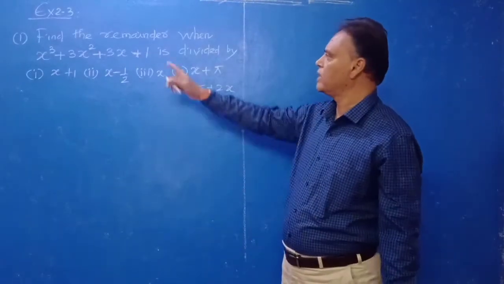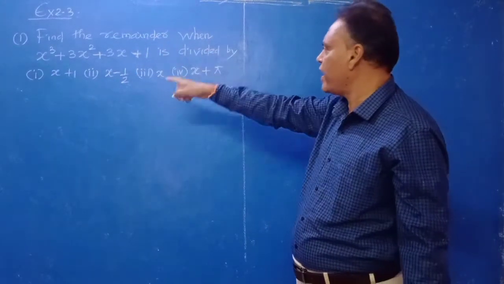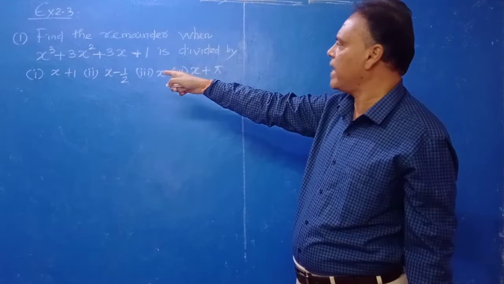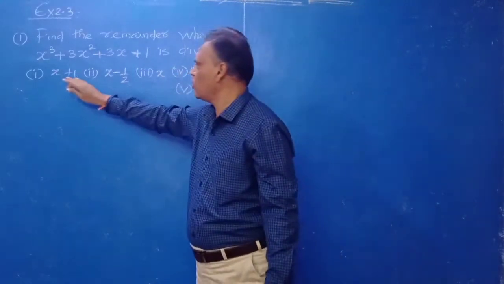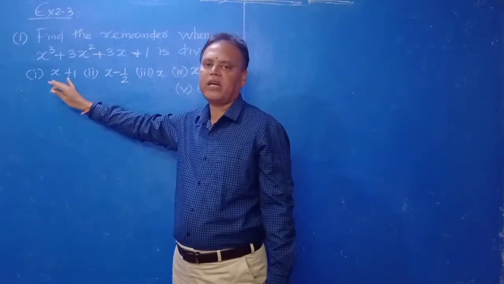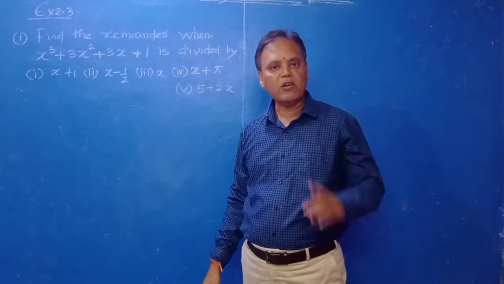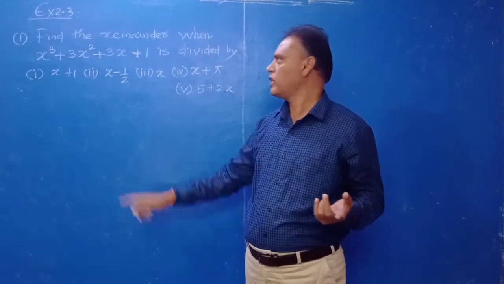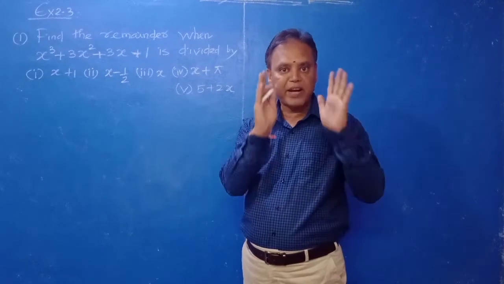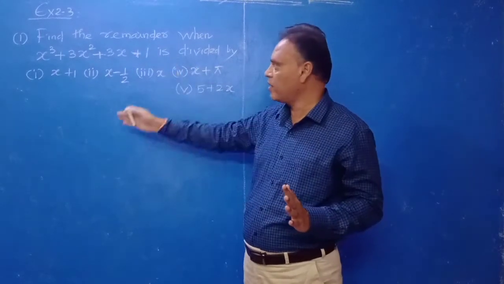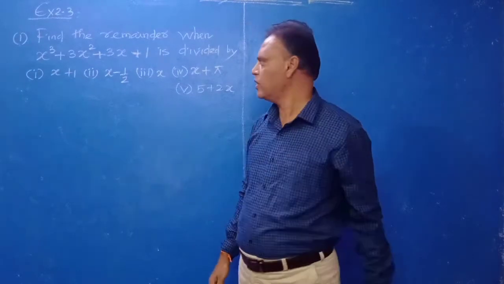Next we will see Exercise 2.3, first problem. Find the remainder when x cube plus 3x squared plus 3x plus 1 is divided by these polynomials. One by one you can divide. See, all the polynomials are linear polynomials. Only then can we use the remainder theorem. Here they asked to find only the remainder, not the quotient. Clear? Finding the remainder, we can easily do using the remainder theorem. So very simple. See the solution.